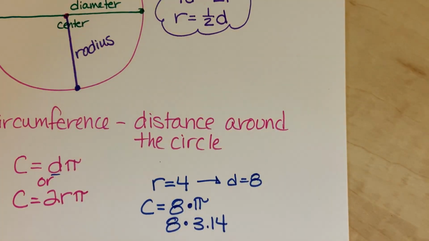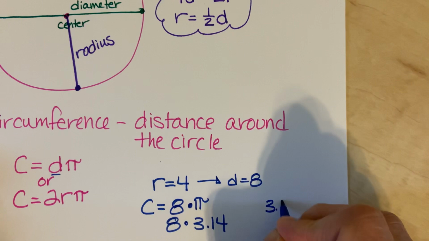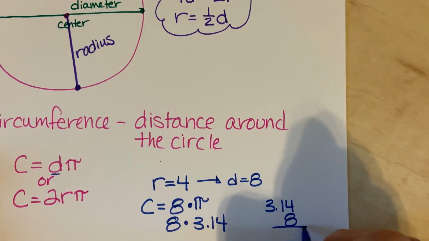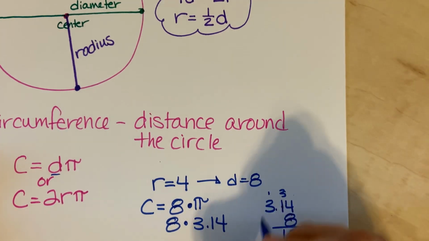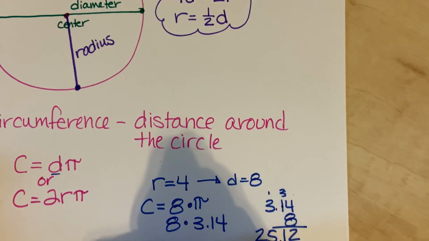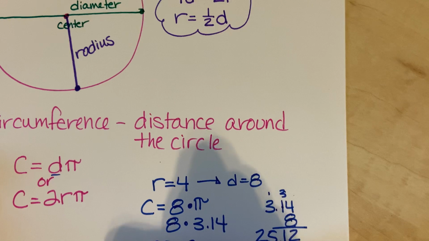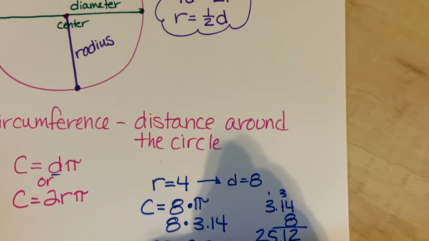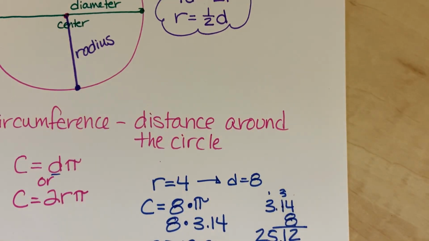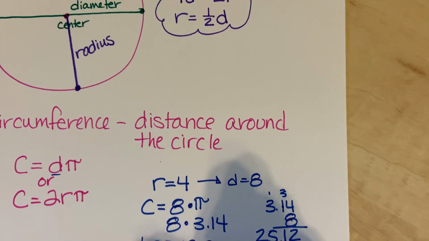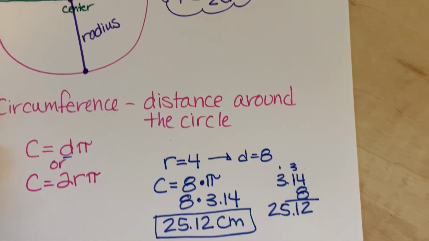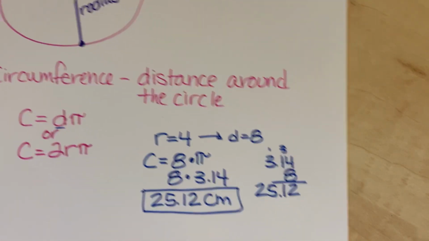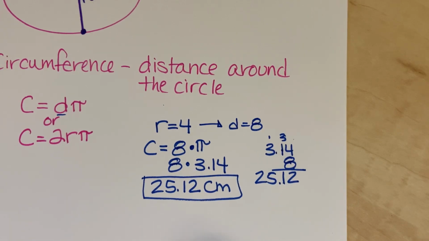Okay. And then when I multiply that out, I don't have a calculator on me right this second, so I'm just going to do this. That's 32. 8 times 1 is 8. 11. That's 25. So that gives me 25.12. And then it would be whatever units. Let's just say it was centimeters, okay? So that's how I would find circumference. Either 2 radiuses times pi or your diameter times pi, because 2 radiuses is 1 diameter.